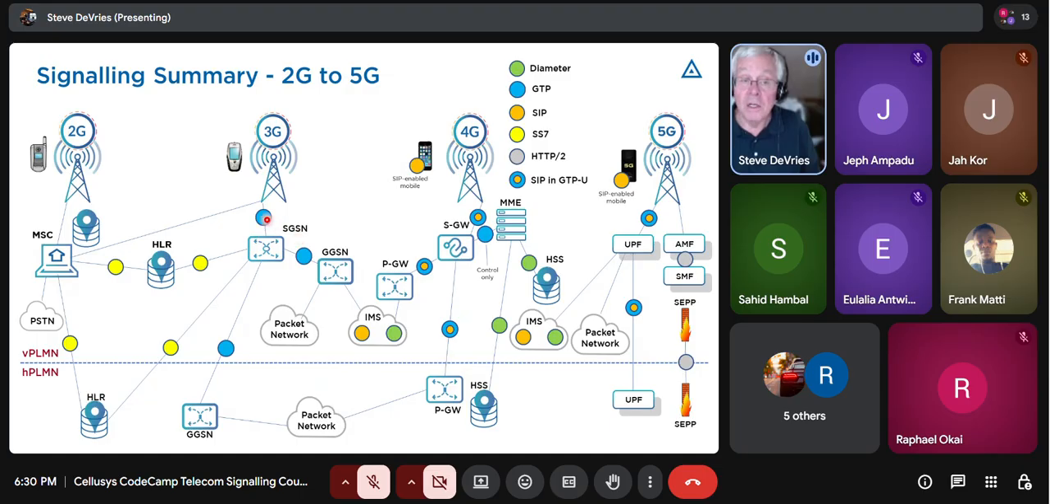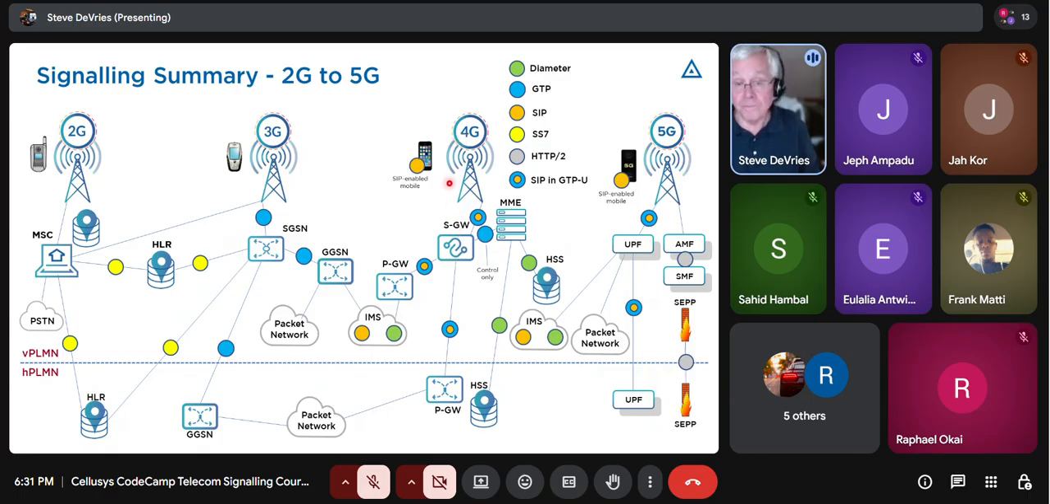However, for data, you have a data tunnel built between this cell tower and the serving GPRS support node. If you're in your home system, you have GTP to the gateway GPRS support node, and then you talk to the packet network. If you're roaming, the serving system has your serving GPRS support node, and it sets up that GTP tunnel to the gateway GPRS support node in the home system to the packet network. That's 2G, 3G. You get to 4G.